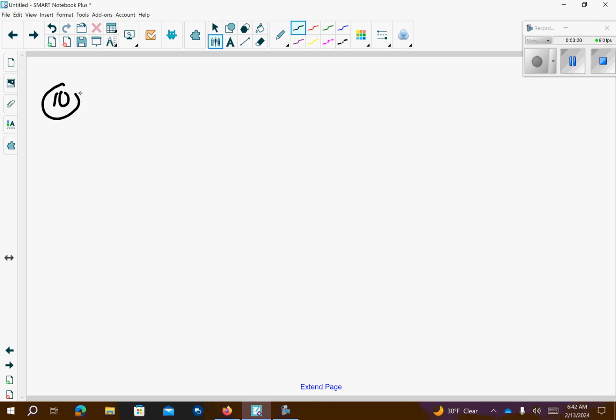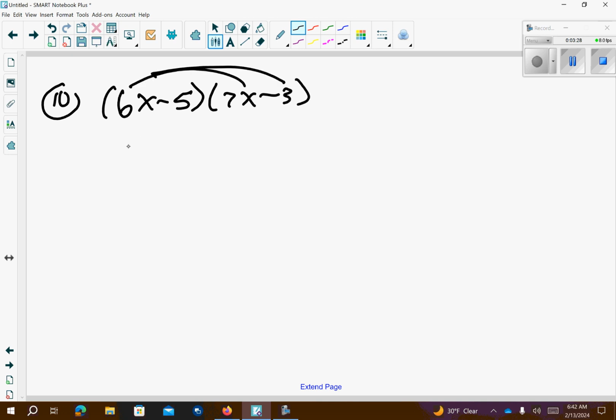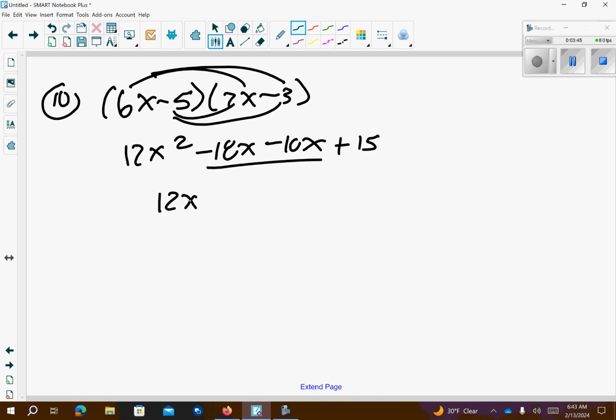Number 10, 6x minus 5 and 2x minus 3. So 6x times 2x is 12x squared. 6x times negative 3 is negative 18x. Distribute negative 5 to both. Negative 5 times 2x is negative 10x. Negative 5 times negative 3 is positive 15. Those are like terms. Combine those together. I get 12x squared minus 28x plus 15.